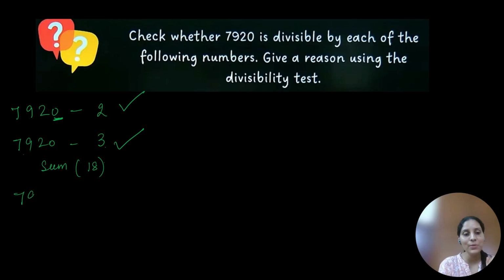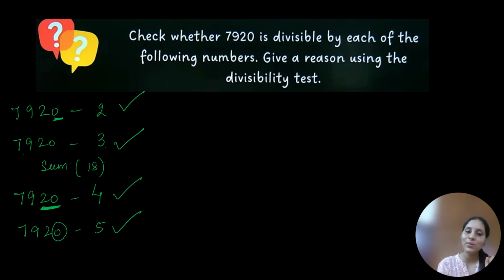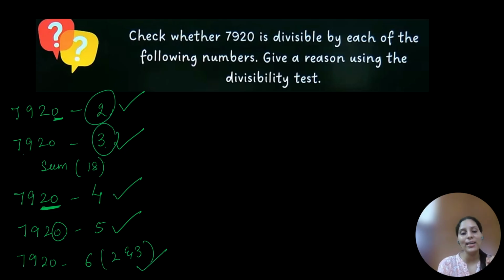Yes, it is divisible. Now, divisibility rule of 4, last two digits we need to see. Is 20 divisible by 4? Yes, it is. Now, divisibility rule of 5, last digit should be 0 or 5. Yes, it is there, so divisible. Now, 7920, is this divisible by 6? Yes, because 6 is what? It should be divisible by both 2 and 3, and hence it is divisible.